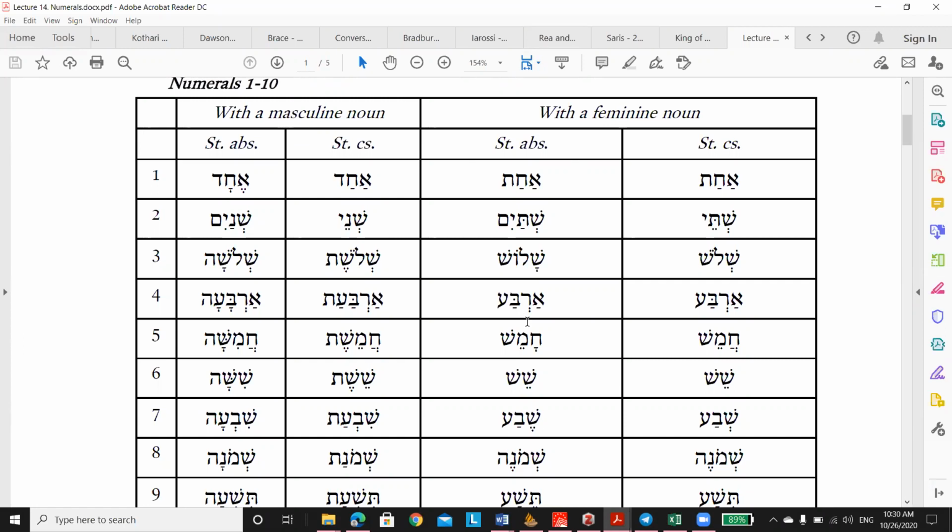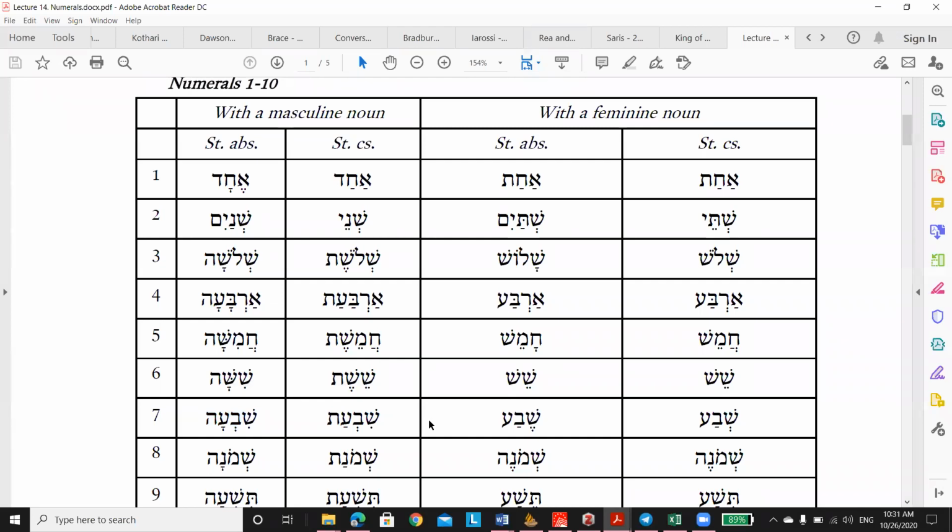Okay, so how can we say 7 kings? Shiva Melachim, correct. Shivya Melachim. So we should use the feminine form of the number.